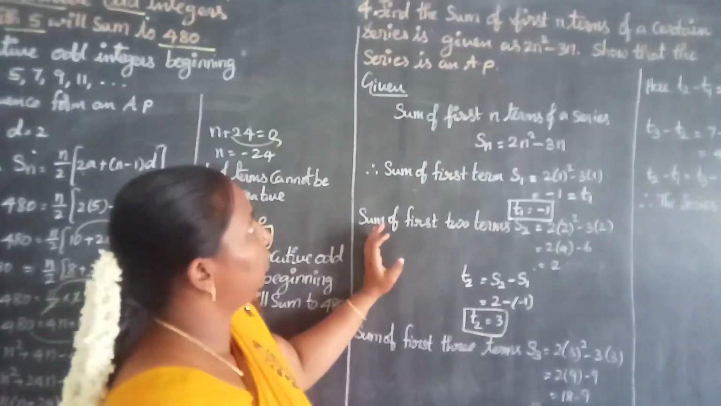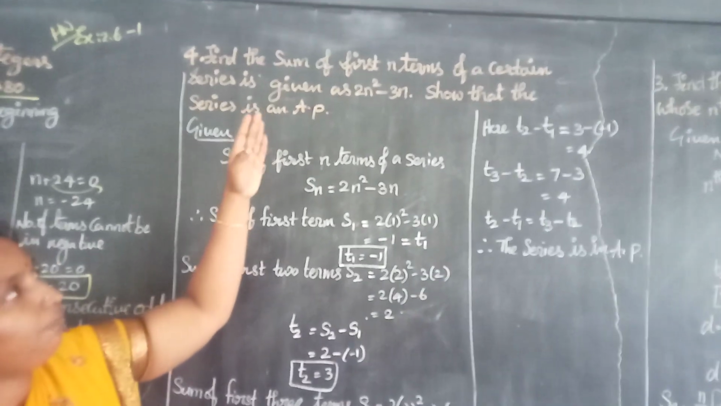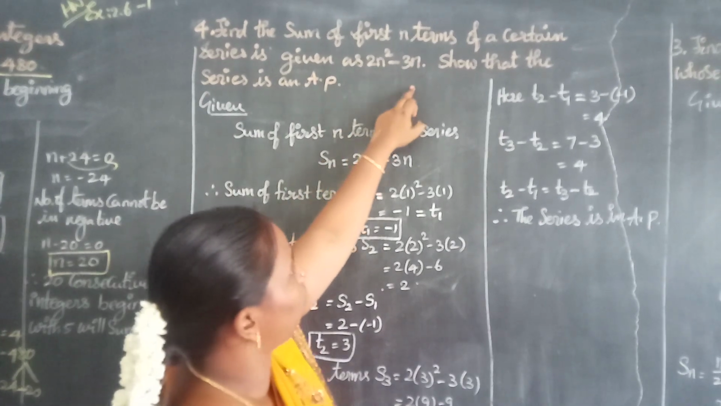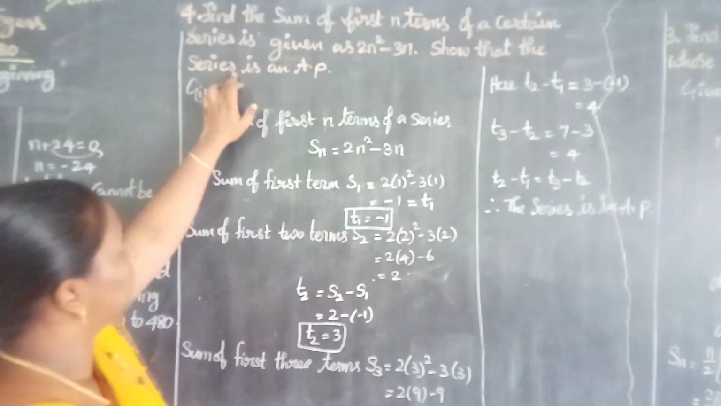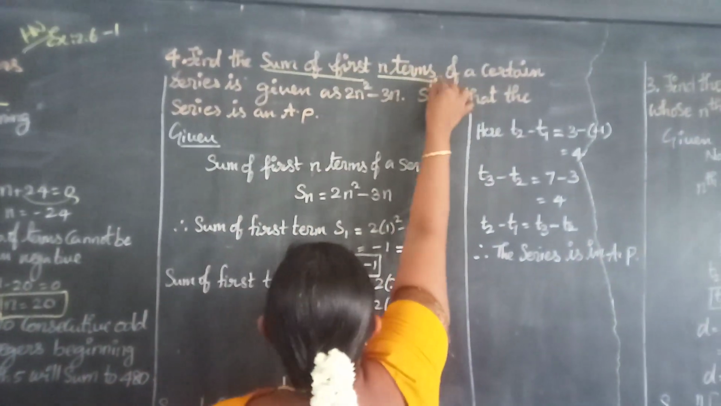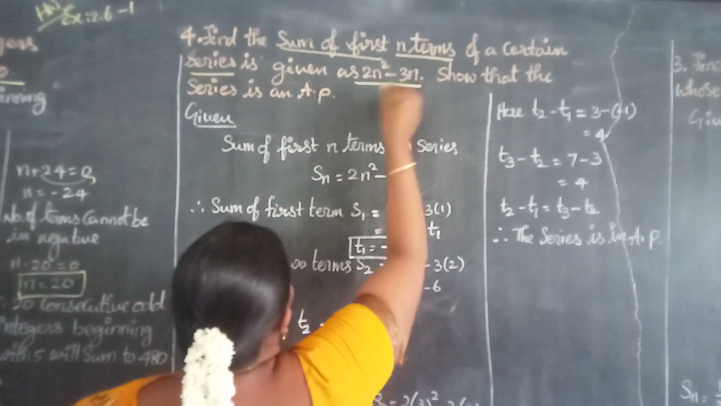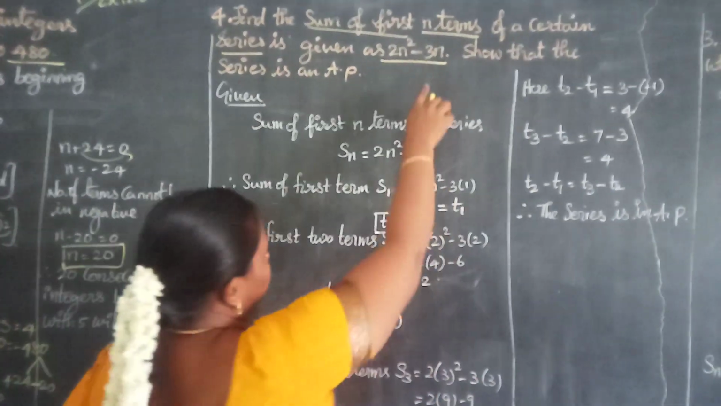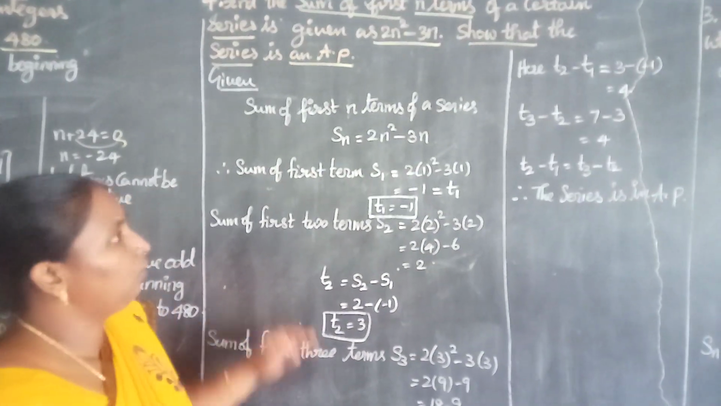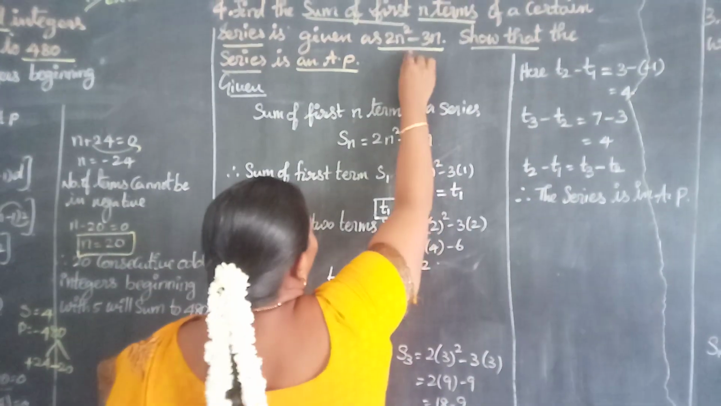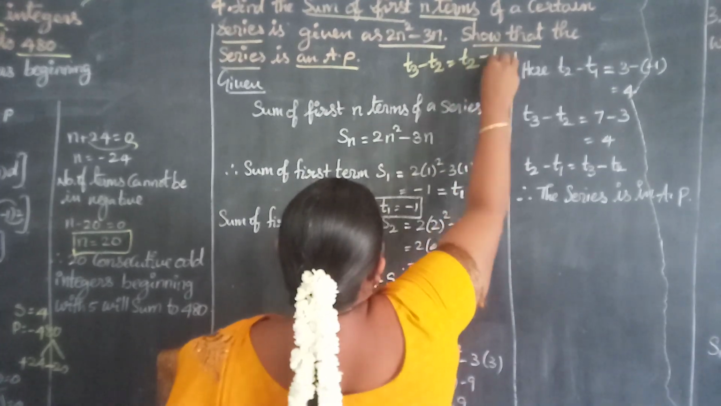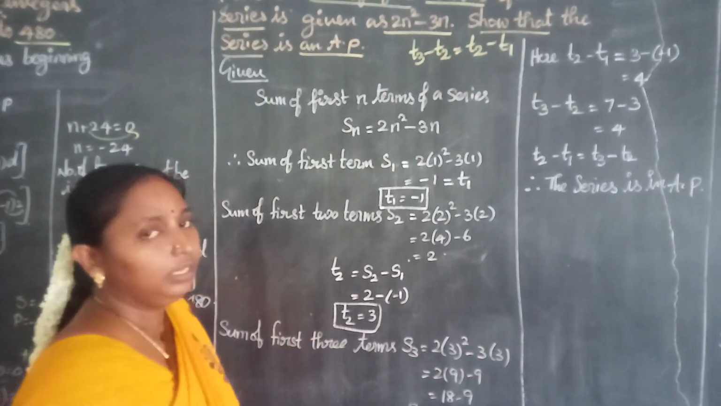Move on to the fourth sum. The sum of the first n terms of a certain series is given as 2n square minus 3n. Show that the series is an AP. So what have they given? The sum of the first n terms of a series, Sn, equals 2n square minus 3n. We are going to prove that the series is in AP. How to prove the series is in AP? The common difference should be the same, that is T3 minus T2 equals T2 minus T1. Then the sequence is in AP.